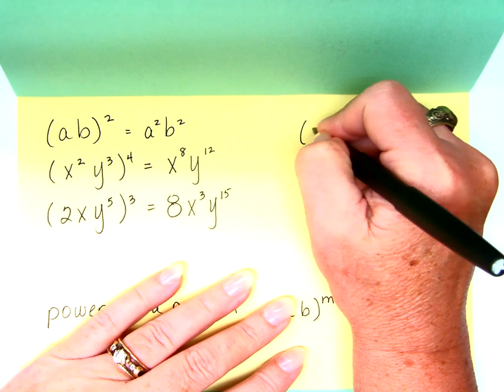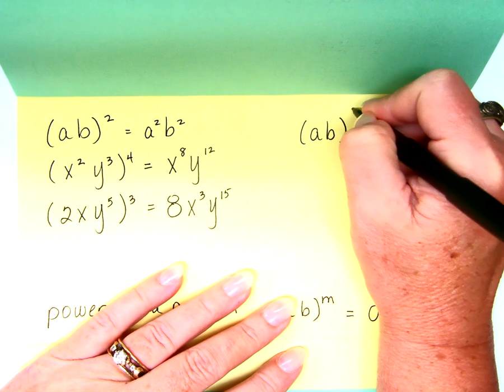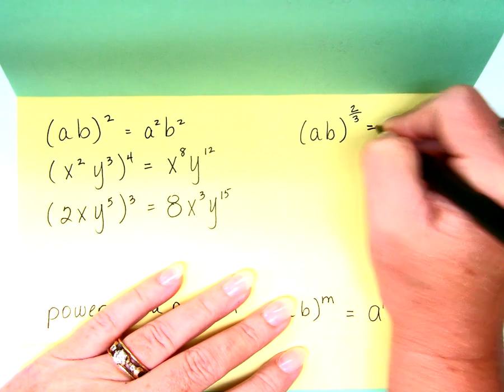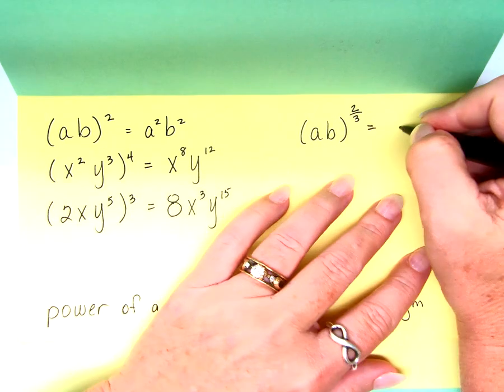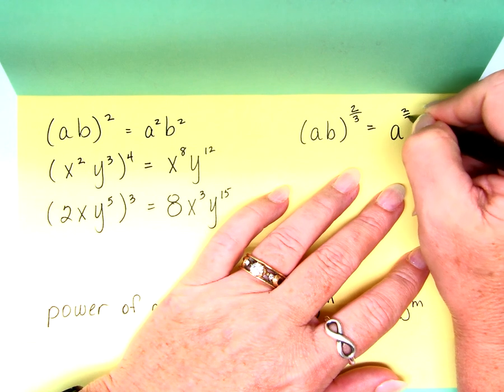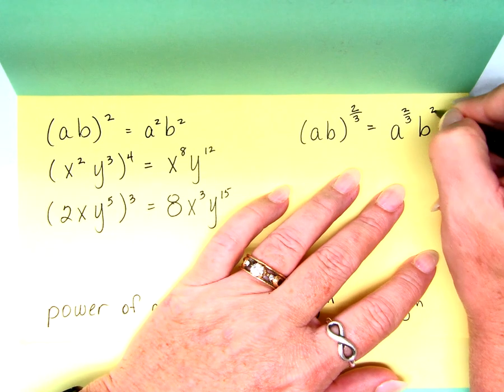So now let's go to this side. AB to the 2/3 power. What's being raised to the 2/3 power? A and B, right? So A to the 2/3 power, B to the 2/3 power.